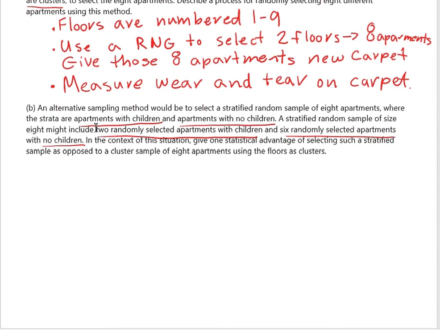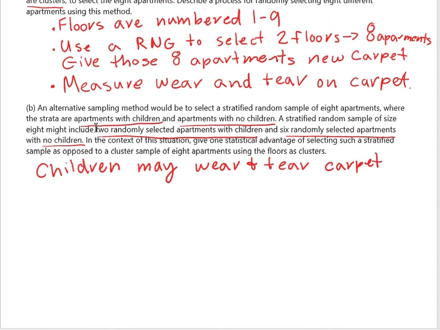Now, it's important to note that they are not asking you to re-engineer the process for how you would get these apartments. They're only asking you why it might be a good idea to do this. So you want to think about the impact that kids versus no kids would have on an apartment. Kids are traditionally more hard on things like carpet and flooring. So children may wear and tear carpet more or differently.